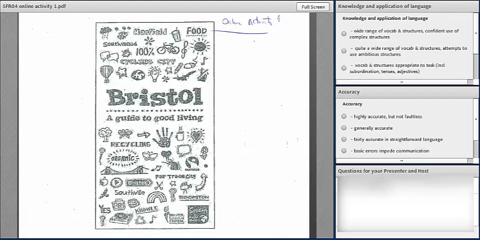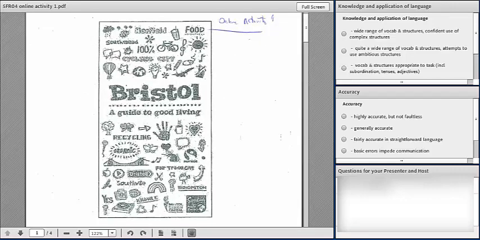Anyway, I will release the task again and ask you to have a look and vote on those two categories now. Off you go. Okay, if I could ask you to finish off that little task, and I'll just talk through what was actually awarded to this candidate.